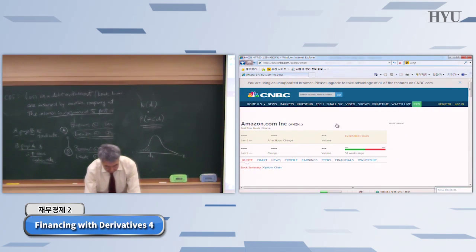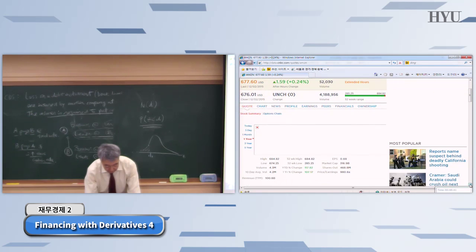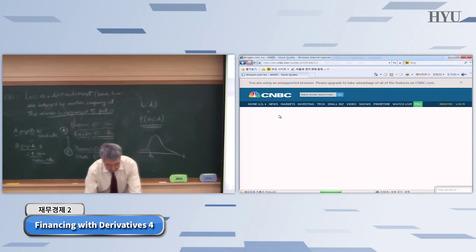Okay, then you got some overall stock quotation information for the company, right? And well, I guess this is the problem. I guess this unsupported browser is not going to show this chart. And anyway, here's the options chain. So click on options chain.